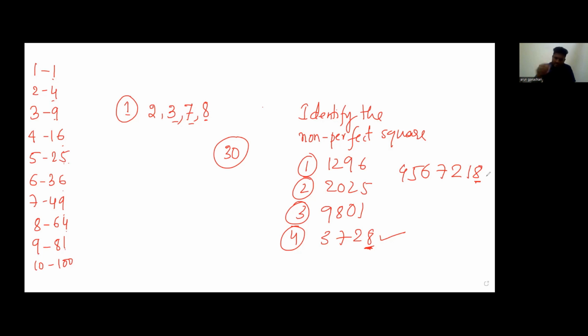The squares of odd numbers are odd and squares of even numbers are even. I hope you can see here. What is the square of 1? Yes, 1. The square of 3 is 9. So the square of odd numbers is odd. The square of even numbers is even.